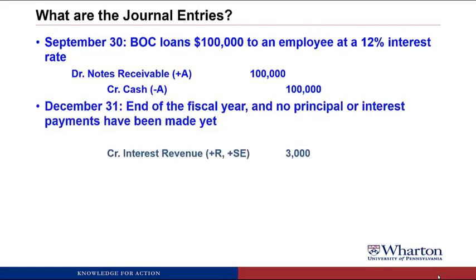We recognize revenue with a credit. We credit interest revenue for $3,000. The debit is again going to be a receivable, and we're going to be specific here and call it interest receivable because the asset is that we're owed cash for interest. We don't want to call this notes receivable because we're only going to use that for the principal part. And of course, we don't want to call it accounts receivable because we only use that for customers.